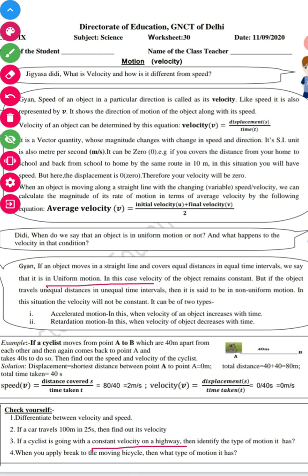And when you apply a brake to a moving bicycle, then what type of motion is it? It is an example of non-uniform motion, because the velocity in that case decreases. Okay, so this is all about your today's worksheet.